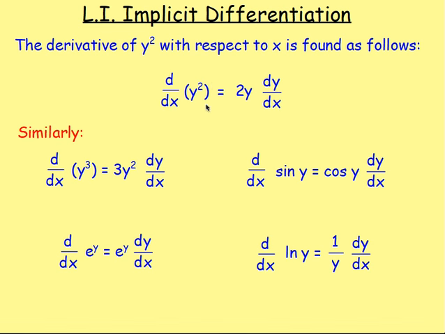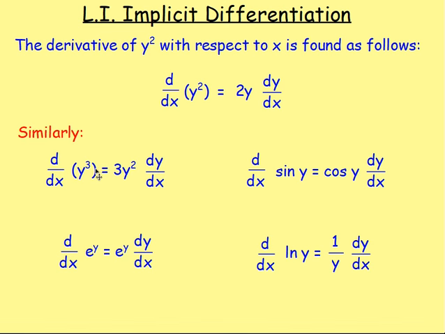So if we differentiate y squared, we'd get 2y. But what you need to think is, well, I've differentiated y with respect to x. So you need to bring in dy by dx. You multiply that by dy by dx. You're really using the chain rule there. So if you differentiate y with respect to x, you'd bring in this dy by dx.